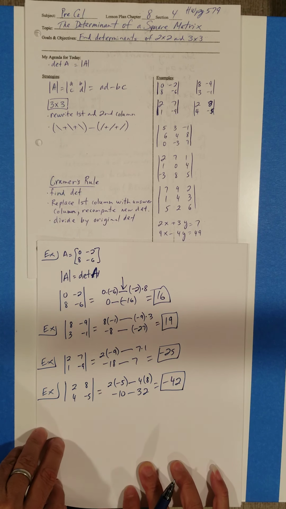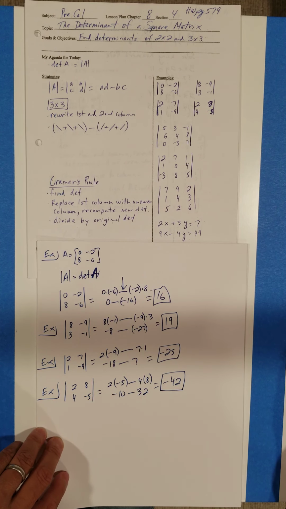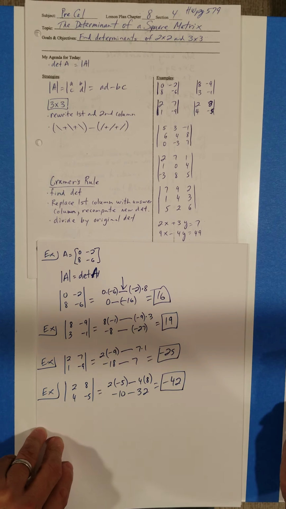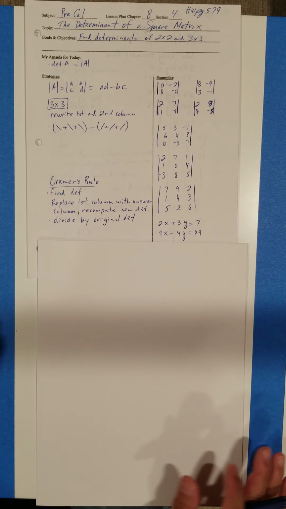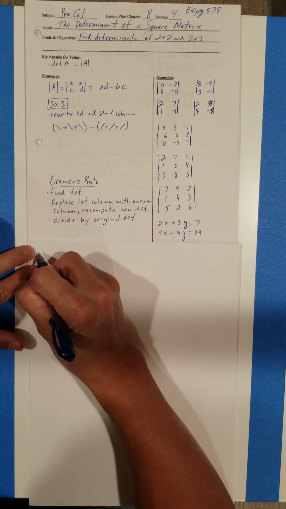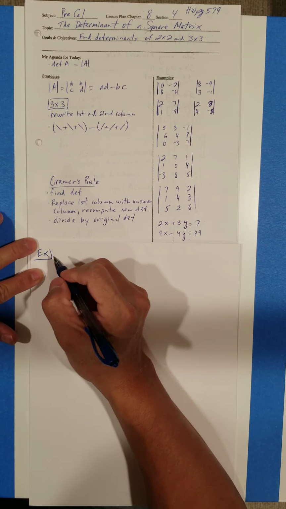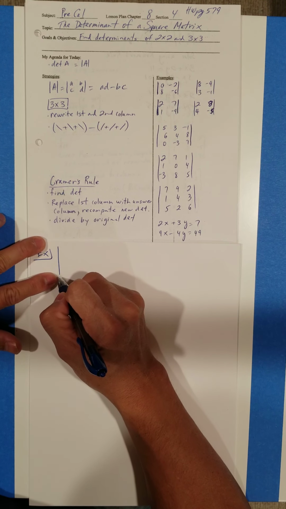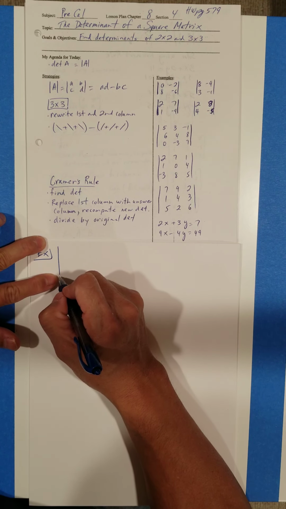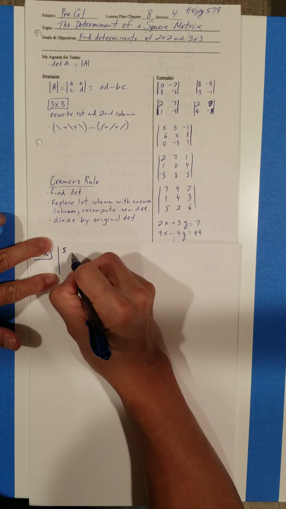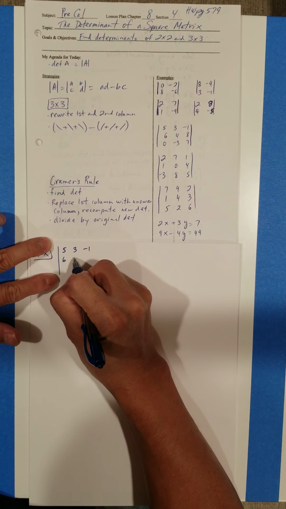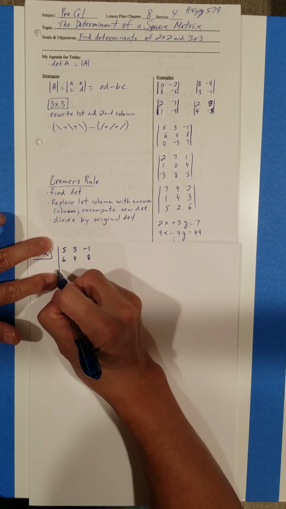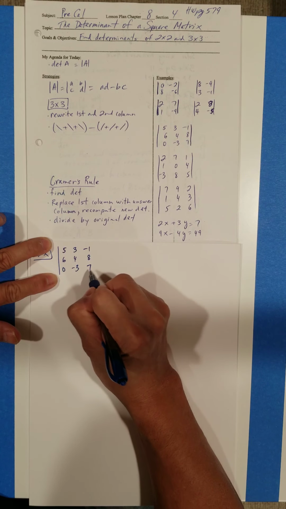All right. So that's it for 2 by 2s. Very simple. Now 3 by 3s, a little bit more complicated than that. So we can do a couple examples. Let's check it out. 3 by 3s. Here we go. Again, this bar means, nope, it means determinant. So the determinant of 5, 3, negative 1, 6, 4, 8, 0, negative 3, and 7.